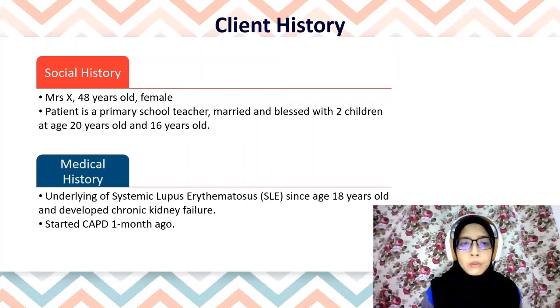Patient is a primary school teacher, married and blessed with 2 children at age 20 years old and 16 years old. For medical history, patient has underlying SLE since age 18 years old and developed chronic kidney failure. And patient has started CAPD 1 month ago.